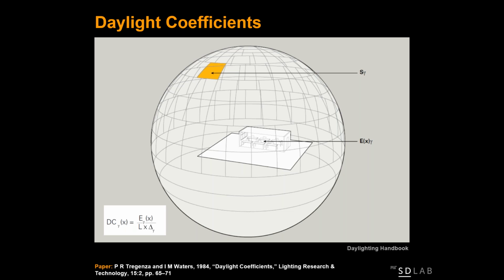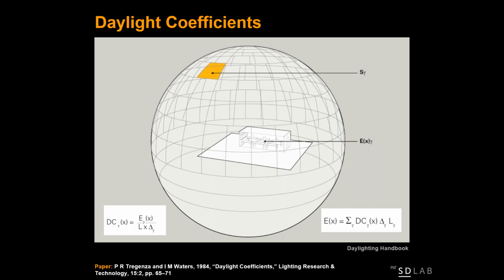So the idea from Peter Tregenza of daylight coefficients was that instead of modeling lighting conditions under any particular sky condition, we are creating a scene within a glowing sphere. And then we are keeping track of the relationship between lighting levels within a building and the contribution to that light from any particular sky patch. The normalized ratio of this relationship is called the daylight coefficient.